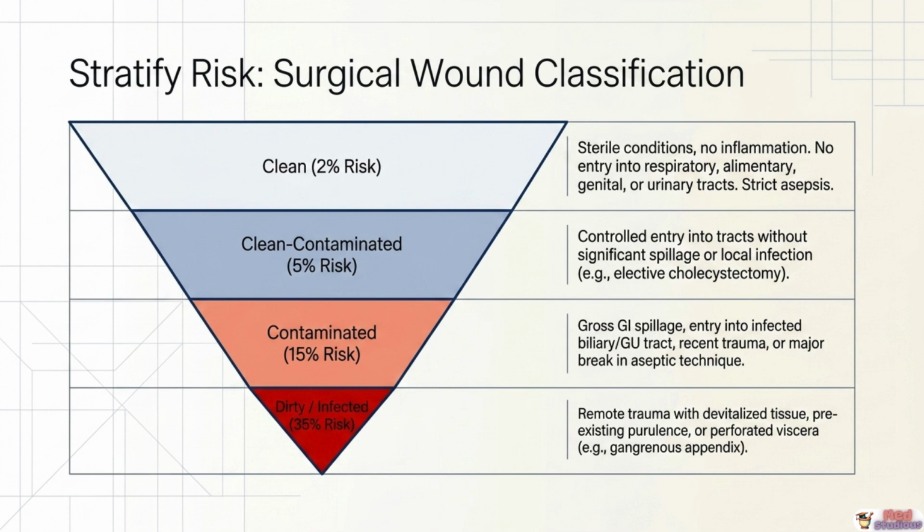Class 4, dirty or infected, carries a 35% infection risk. This category covers wounds with pre-existing purulence, perforated viscera, gangrenous appendix, or established fecal contamination from remote trauma. This classification directly drives antibiotic prophylaxis decisions and the choice of wound closure strategy, creating a bridge between risk assessment and clinical management.